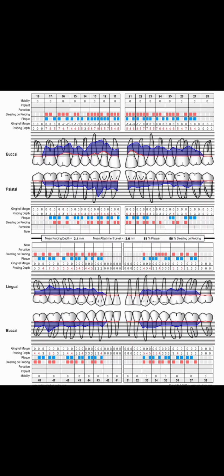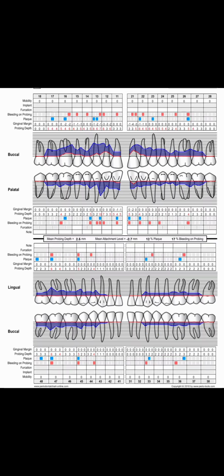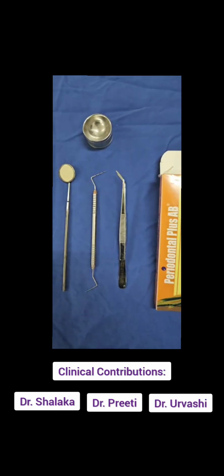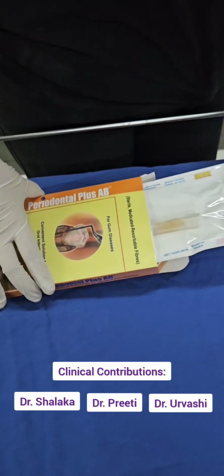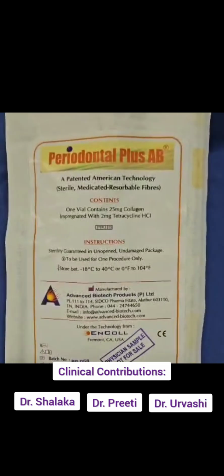We also notice the oral hygiene index and the periodontal probing depths, this is before the scaling process and this is after the scaling. In the periodontal chart, one can notice the deeper probing depths, and after the scaling is done, this is the re-evaluation phase, the remaining pocket depths. The plan is to deliver non-surgical treatment in the form of local drug delivery using Periodontal Plus AB.